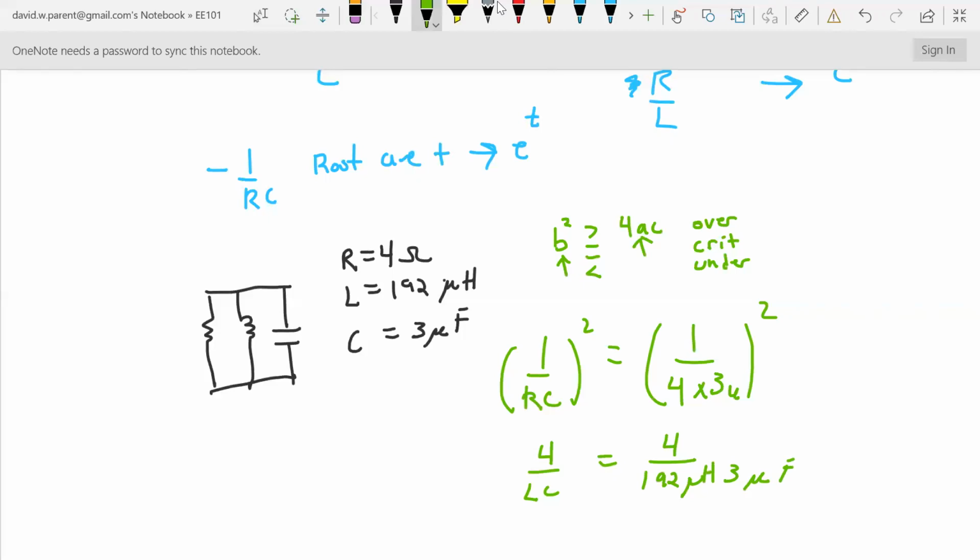So 1 divided by 4 divided by 3 micro. One over that. I messed up. 4 times 3. All right, 8.3 repeated times 10 to the 4th.